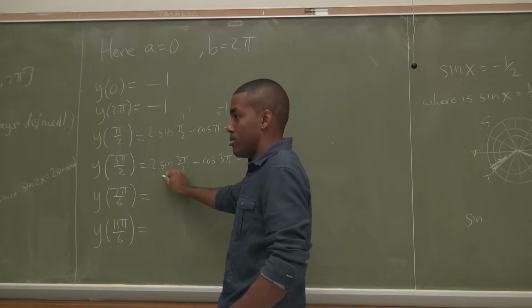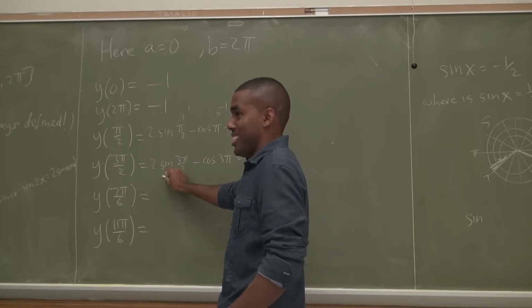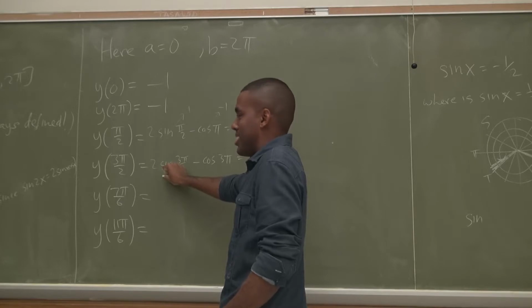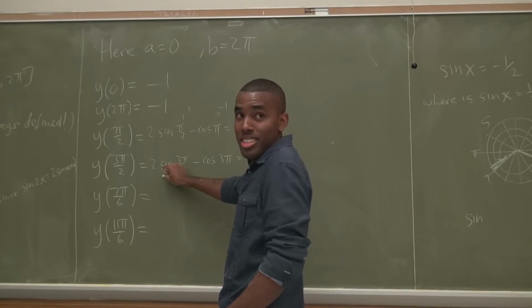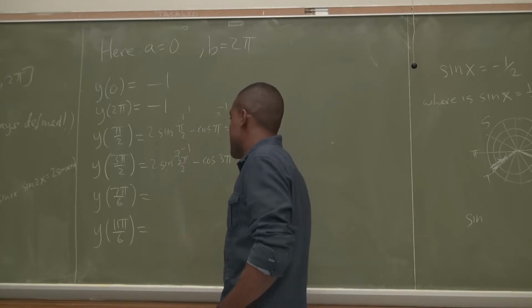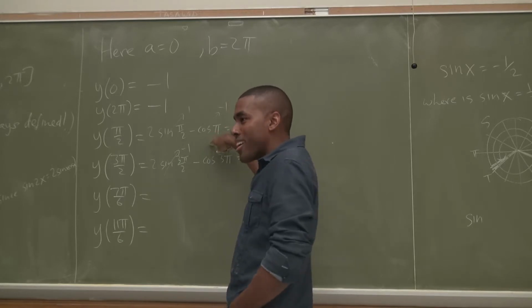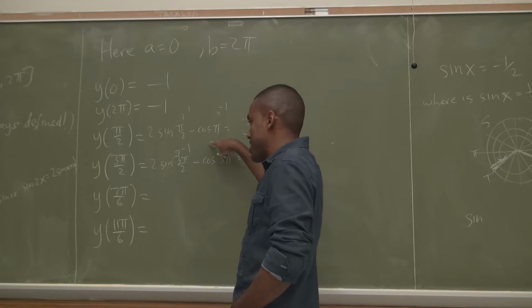Sine of 3 pi over 2. Everybody's shy now. Radical 3? No, it's negative 1. Sine or cosine is never radical 3. Radical 3 is bigger than 1. The maximum for sine is actually 1.